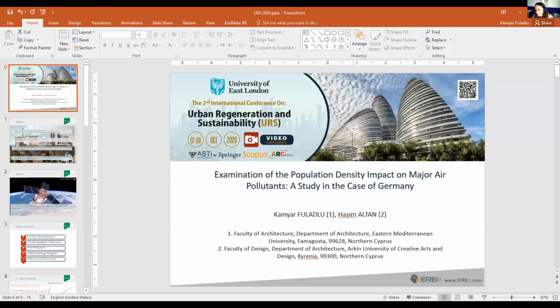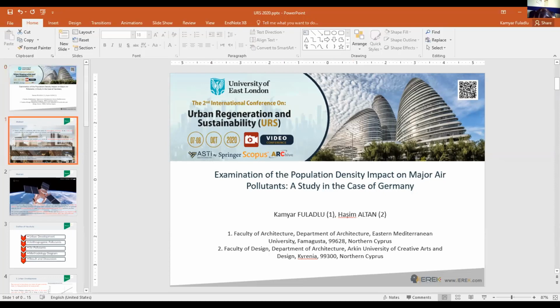So my name is Kamir Fulatlu. I'm from Eastern Mediterranean University of Cyprus. I'm a PhD candidate, and also I'm a senior instructor in the same university, in the department of construction technology. As you mentioned correctly, this is a study about examination of the population density impact and major air pollutants in the case of Germany. This is a study done with my colleague, Professor Hashim Altan.